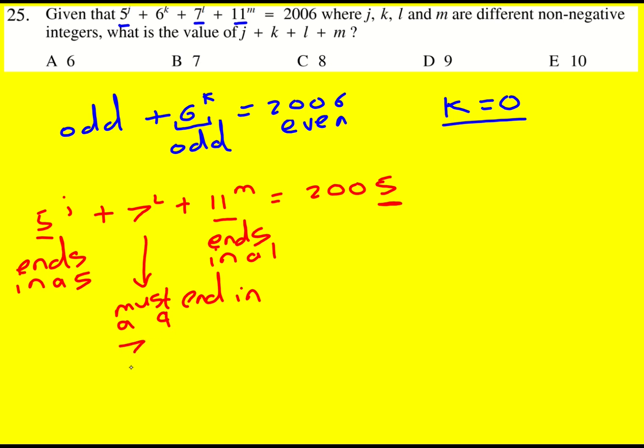7 to the power 1, 7 squared is 49, that's a contender. And then 7 cubed is actually 343. If we go even further, times by 7 again, we actually go above 2005. So it must be that l is equal to 2.